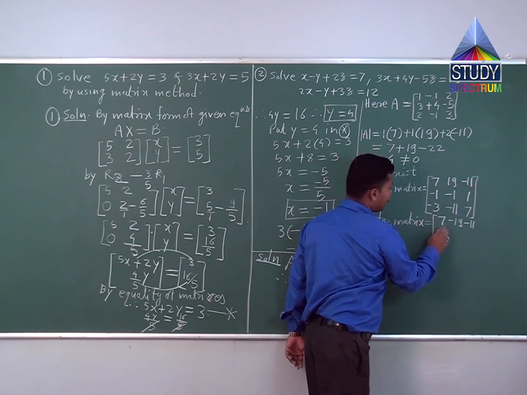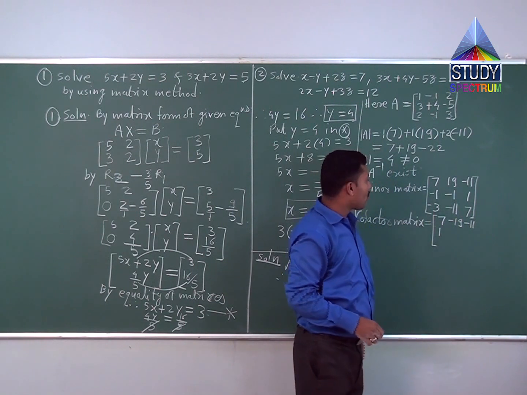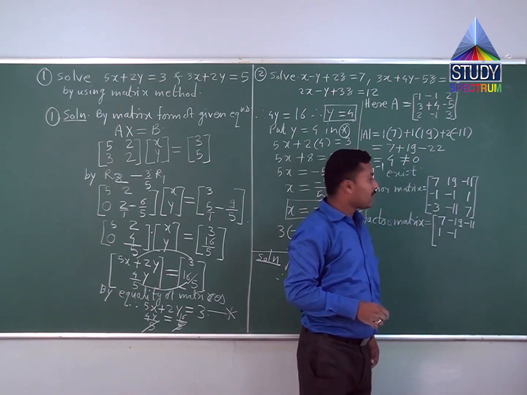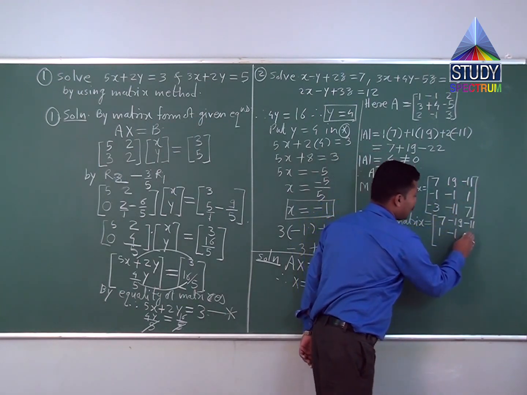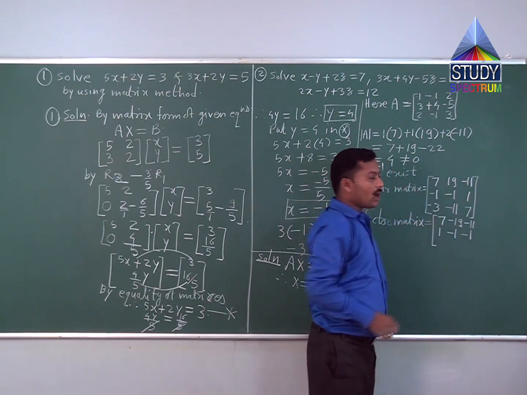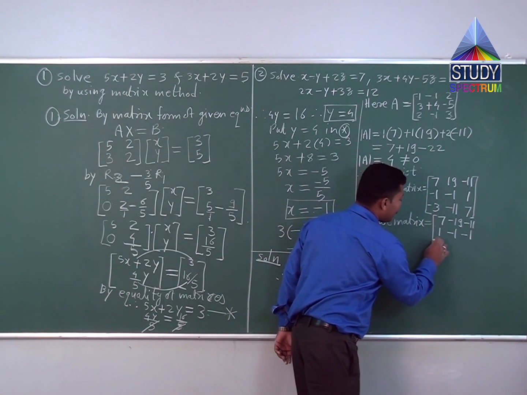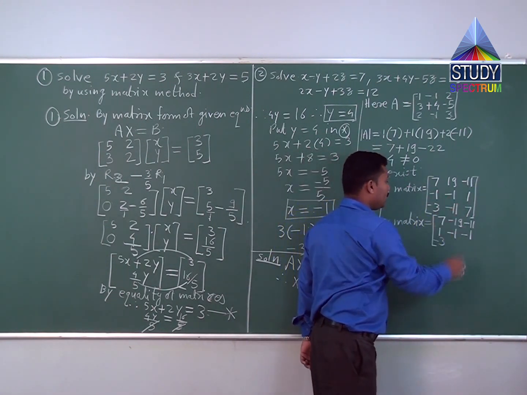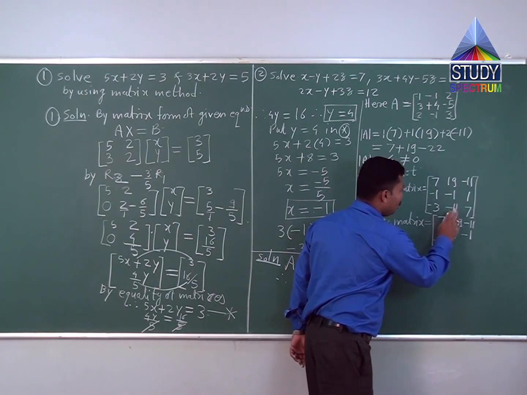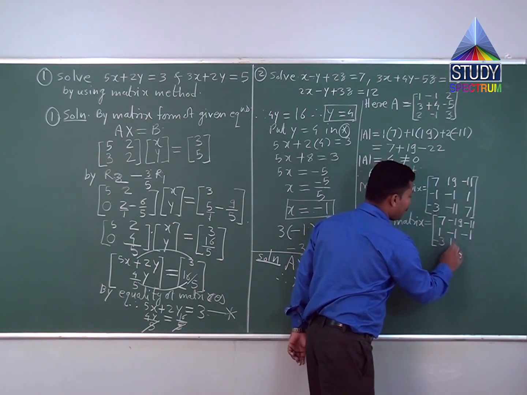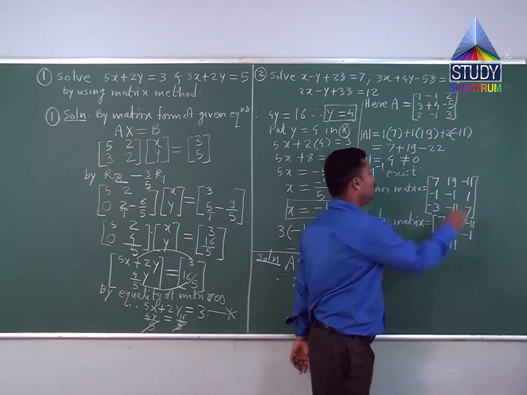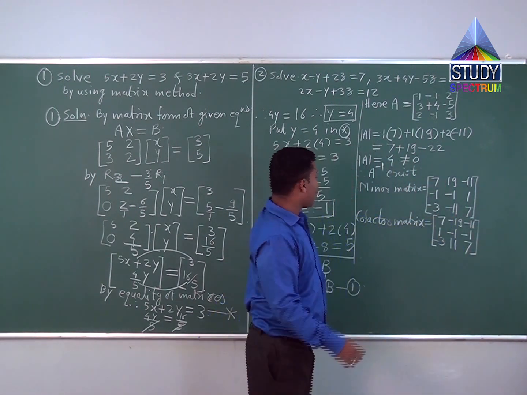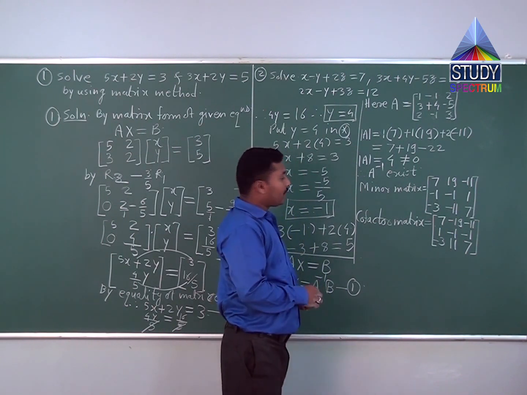No change. Change means minus 1 becomes plus 1. No change means minus 1 remains as it is. Change means plus 1 becomes minus 1. No change means minus 3 remains as it is. Minus 11 means change, so minus 11 becomes plus 11, and no change means 7 as it is. So this is a cofactor matrix.